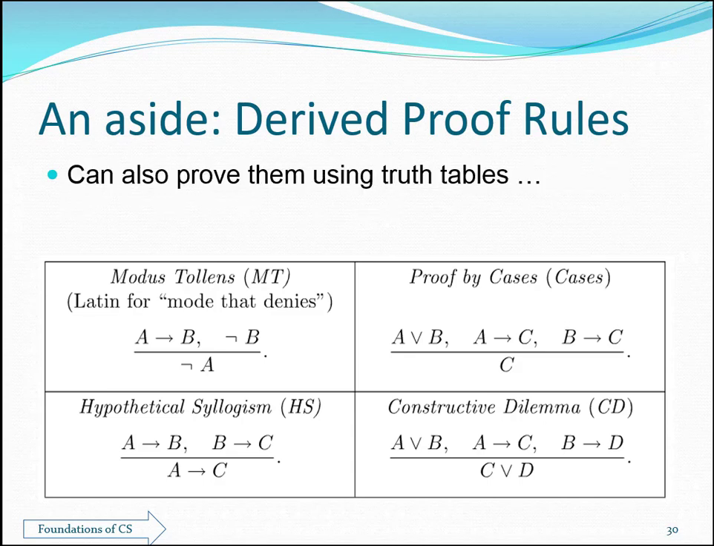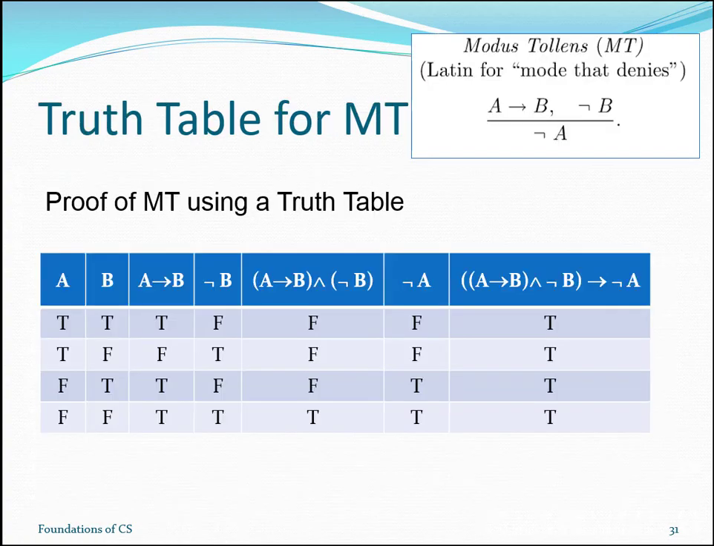And these are like the regular ones, not like IP and CP, in that you can also prove them using truth tables. So for example, let's take a look at modus tollens. Here is what modus tollens is. Again, I copied it up here. And you can step through this and see that by the time I get to the end, it's true, true, true, true. So it's a tautology. So I have proven this just using a truth table, right?